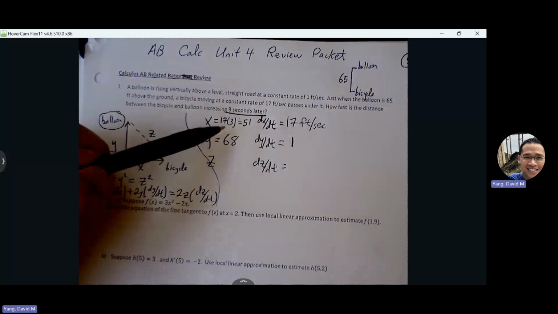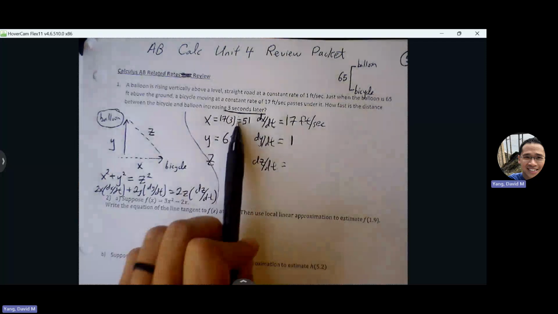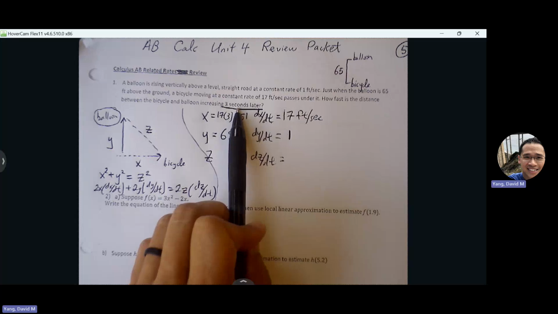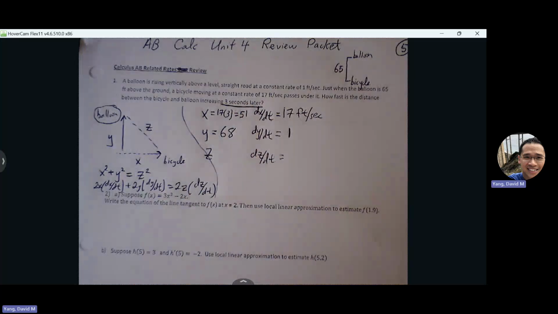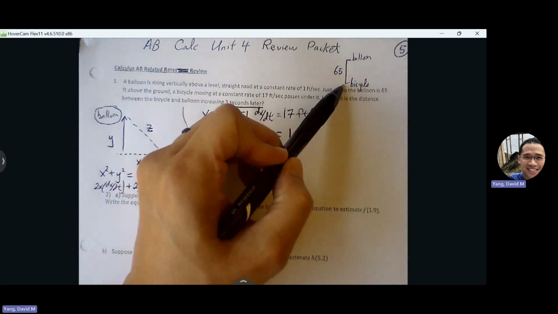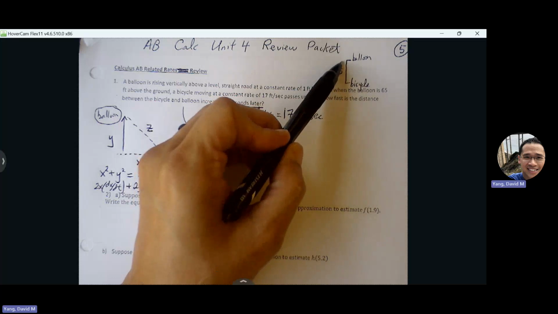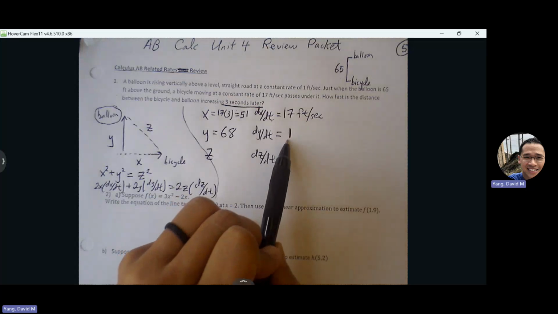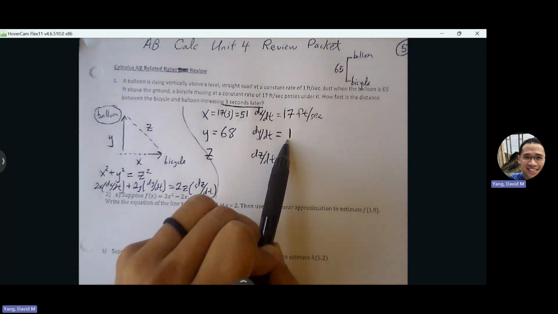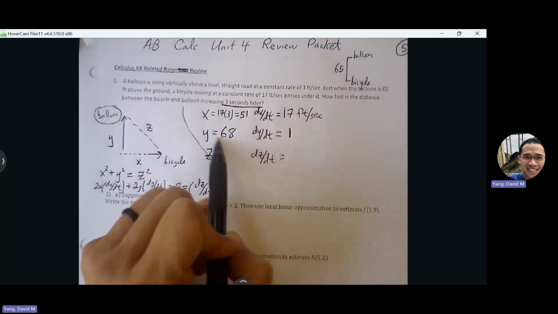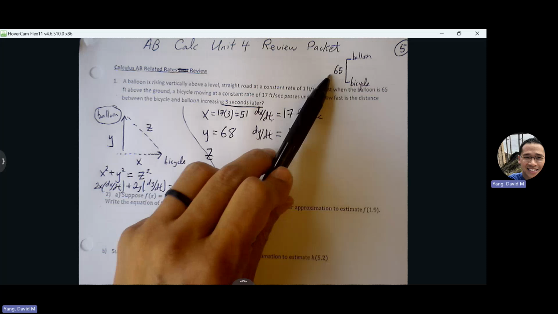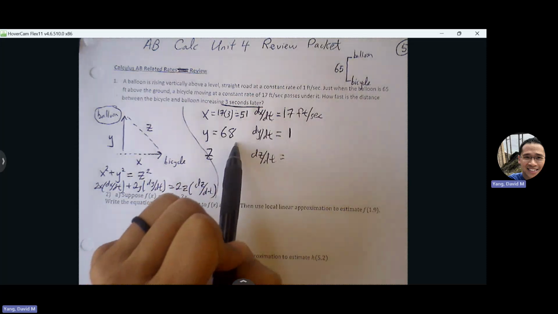The hard part is trying to figure out what these values are because time is going to pass and we have to figure out that length of the triangle on our own. How do we get 68? When the bicycle passes underneath, the balloon is already at 65 feet above ground. But 3 seconds later, if it continues to rise at 1 foot per second, it goes 65 to 66, 67, and 68. That's the hard part: figuring out that the balloon's height will rise up to 68 from 65.